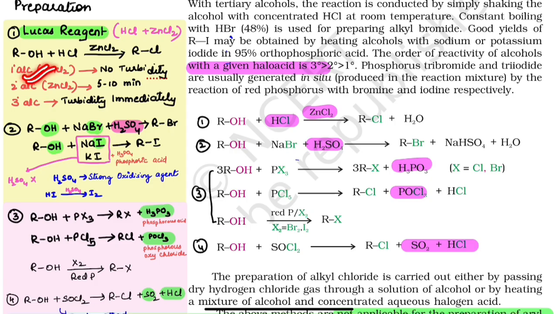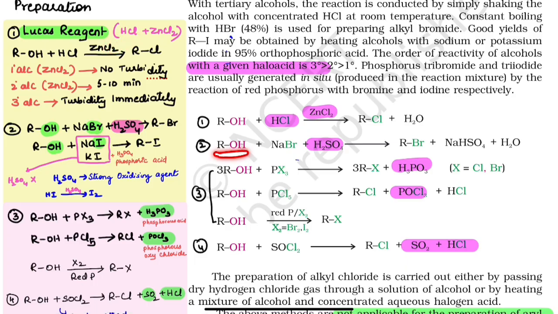If it is primary alcohol, in the textbook it is given there is no turbidity, but after 30 minutes the turbidity will appear. So remember, in the question paper if it is given that turbidity will appear after 30 minutes, it is primary alcohol. Or suppose if it is given that no turbidity appears, even then it is primary alcohol. So learn this timing: immediately, 5 to 10 minutes, and here it is 30 minutes. So this is Lucas reagent.